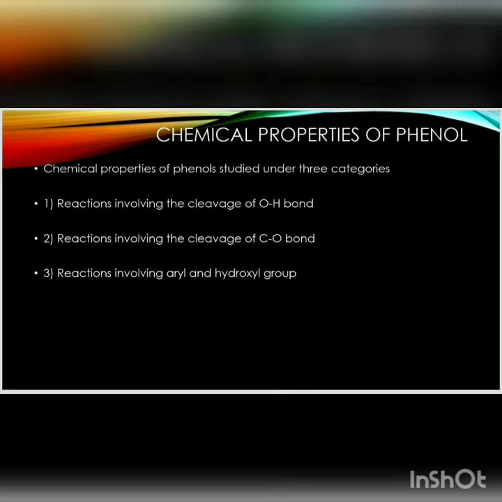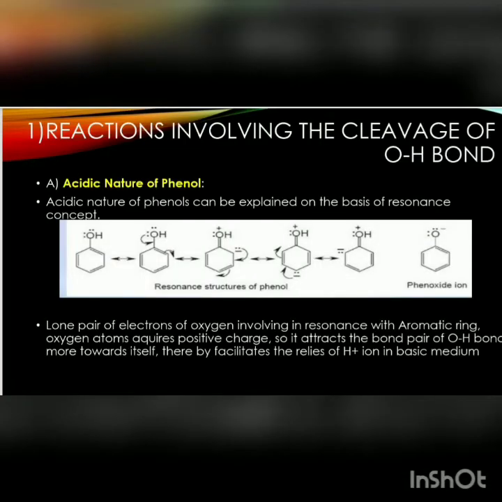So there are three types of chemical properties: OH bond cleavage, CO bond cleavage, and the third, chemical reactions involving the aryl and hydroxyl group. The first one is reactions involving the cleavage of the OH bond. It explains the acidic nature of phenol. So the first one is the acidic nature of phenol.